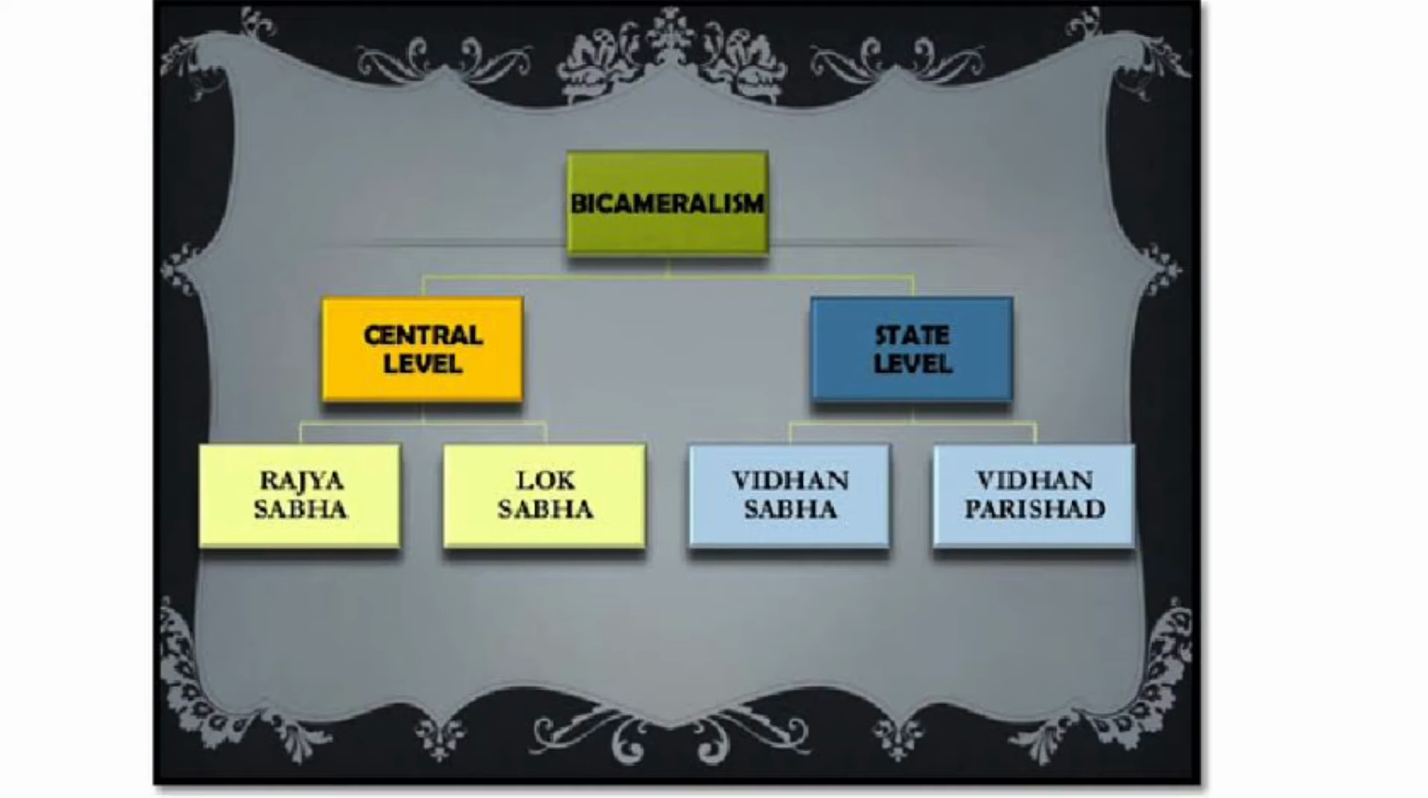For every state, there is a legislature which consists of a governor and either one or two houses. Andhra Pradesh, Bihar, Karnataka, Maharashtra, Telangana, and Uttar Pradesh have bicameral legislatures, with the remaining states having a unicameral one.